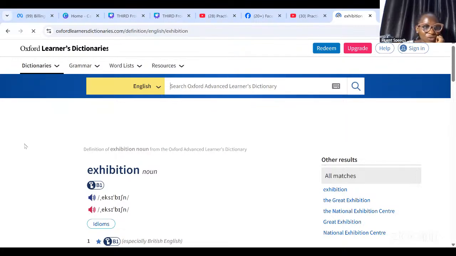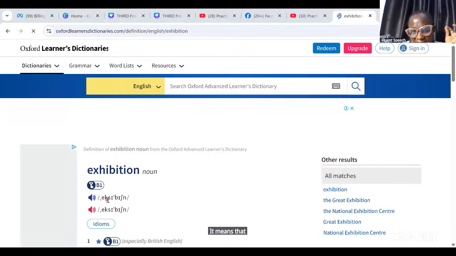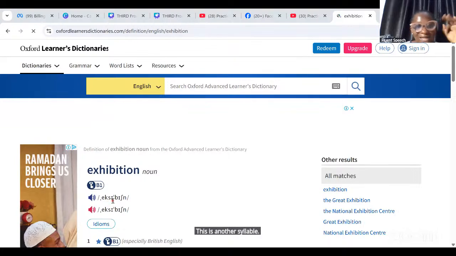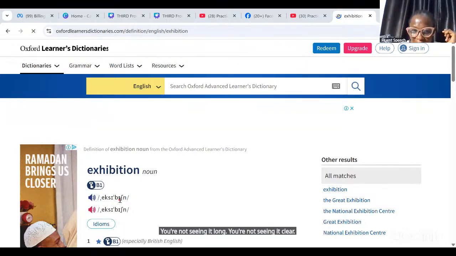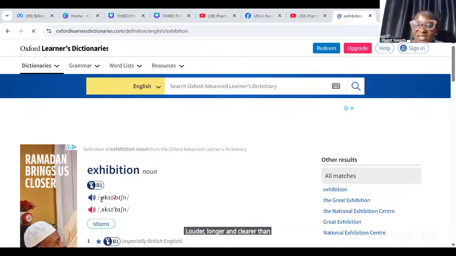Now look at this dictionary. Look at the word. Can you see this sign here? This is a secondary stress. It means that the syllable you have after the secondary stress, you say it loud, long, clear. This is another syllable. This syllable here has no stress mark. It means you are not saying it loud, you're not saying it long, you're not saying it clear. Now, the third syllable has the primary stress, the apostrophe up. It means that you should say this syllable louder, longer, and clearer than the secondary syllable.